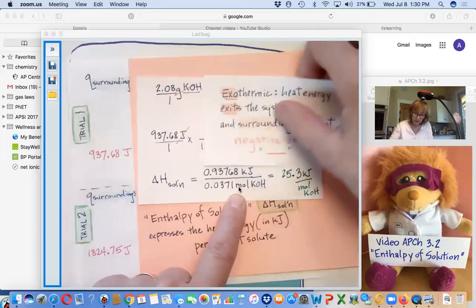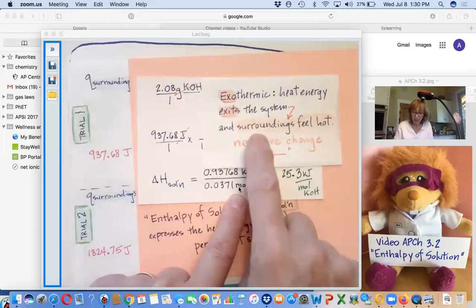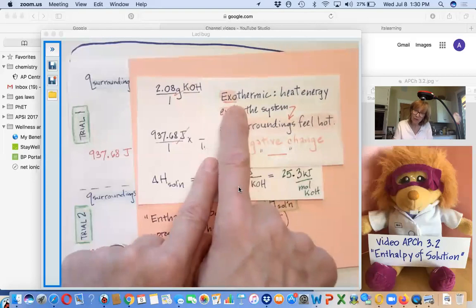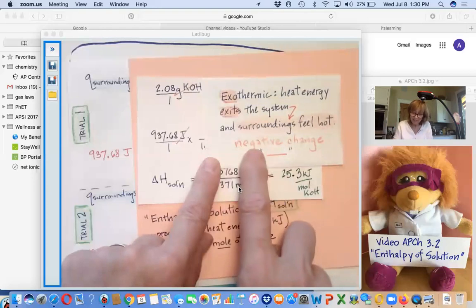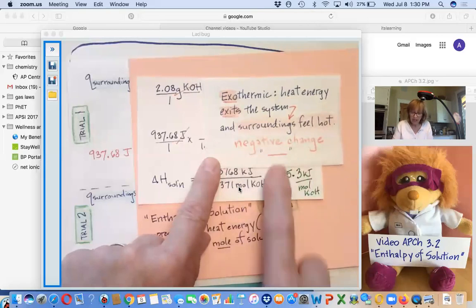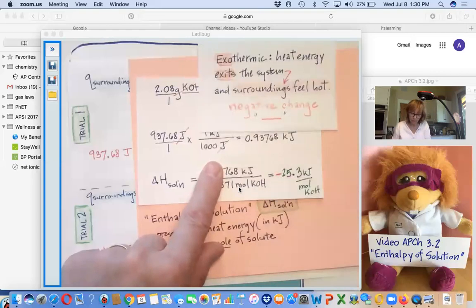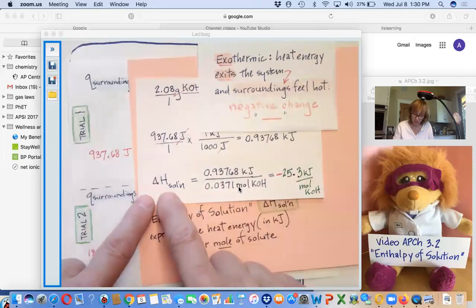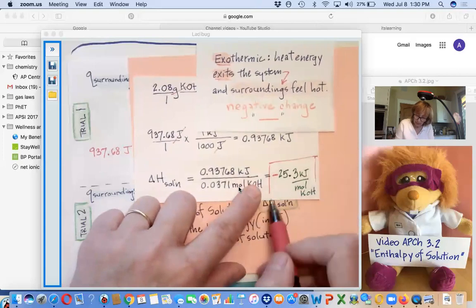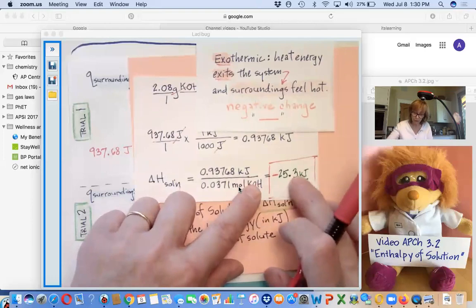I acknowledged that this was an exothermic dissolving process. I saw that because the surroundings got hot. Well, whenever you have an exothermic energy change, that means the system is undergoing a negative change in its energy. And we have to put this negative sign here for the delta H. So negative 25.3 kilojoules per mole of KOH. That's the value I get for trial 1.